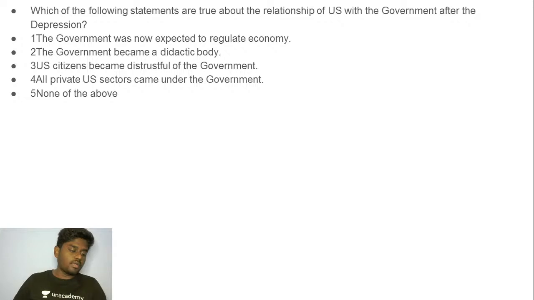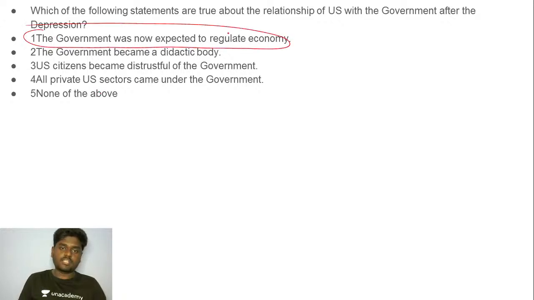And which of the following statements are true about the relationship of the US with the government after the depression? The government was now expected to regulate the economy. The government became a didactic body. US citizens became distrustful of the government. All private sectors came under the government, and none of the above. So now absolutely it's going to be option one. The government was now expected to regulate the economy. All good.